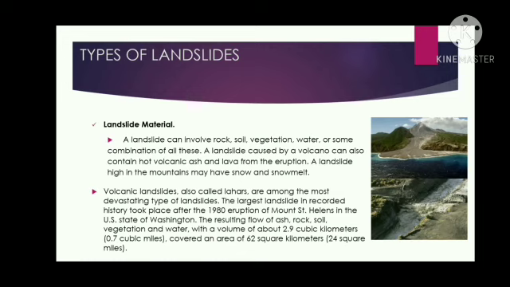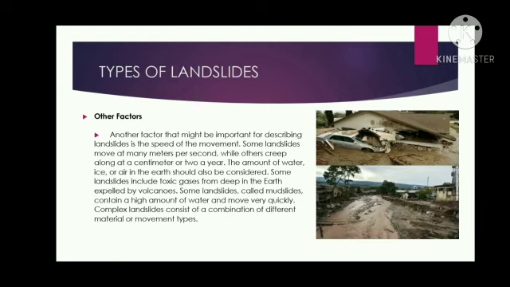Other factors. Another factor that might be important for describing a landslide is the speed of the movement. Some landslides move at many meters per second, while others creep along at a centimeter or two a year. The amount of water, ice, or air in the earth should also be considered. Some landslides include toxic gases from deep in the earth expelled by volcanoes. Some landslides, called mudslides, contain a high amount of water and move very quickly. Complex landslides consist of a combination of different material or movement types.